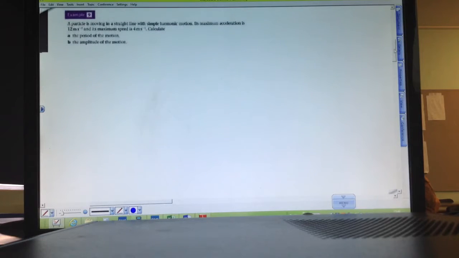9? Yeah, 9. It says, a particle is moving in a straight line with SHM, full stop. Its maximum acceleration is 12 meters per second squared, and its maximum speed is 4 meters per second. Full stop. Okay. Calculate A, the period of the motion, and B, the amplitude of the motion.